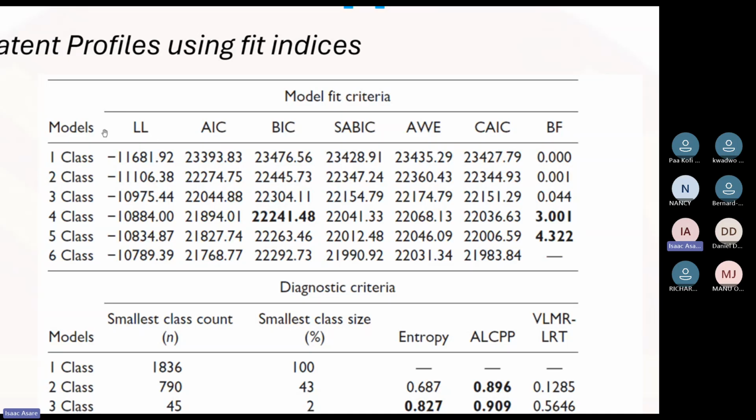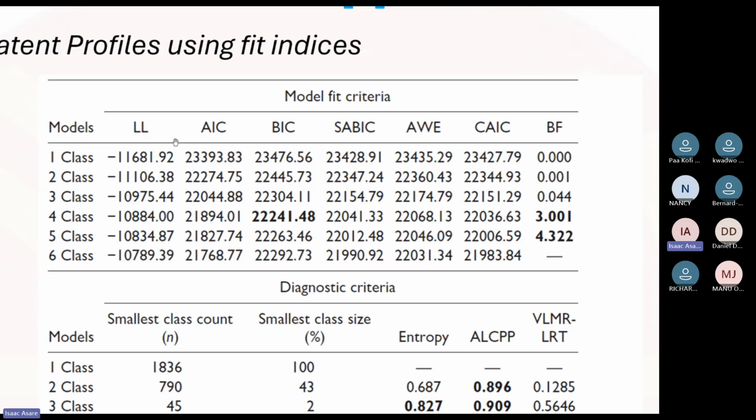That is the best. Now look through the indices, and the most commonly used fit criterion, which I said, is what? The BIC, Bayesian information criterion. That is the commonly used method that we use in selecting the best model.